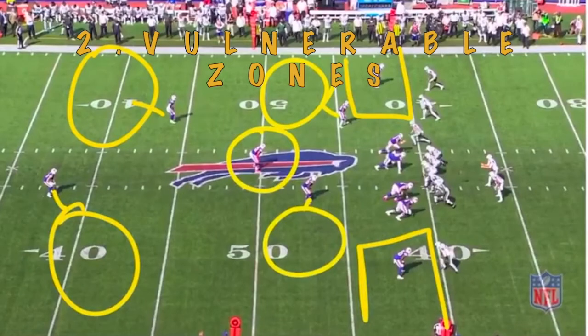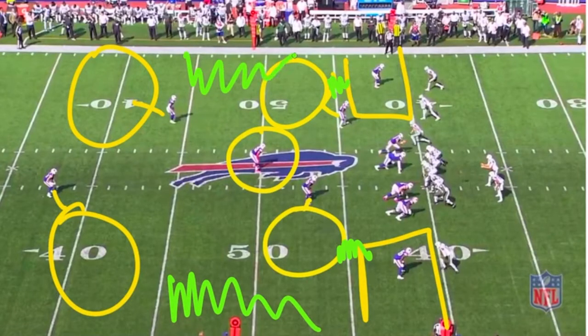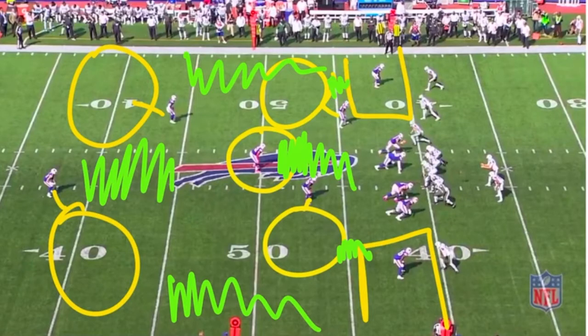Number 2, attack the vulnerable zones. Even though we can encounter different personnel lining up in different types of zones in this same cover, its weak points will always be the same. The middle ground between the flat area and the hook zone, the space between the flat zone and the deep half zone, and the middle third. Now, in case we face a Tampa 2 or cover 2 robber, that would only give us more space on the underneath part of the whole zone.